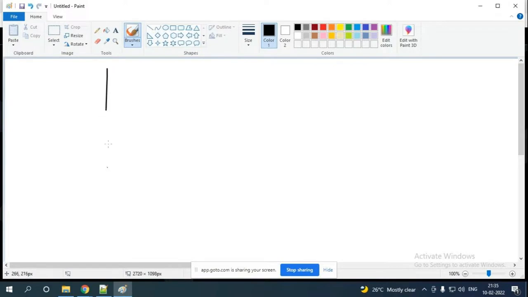Give me a second. Just a minute, guys. My mouse pad is so oily. That is the reason.